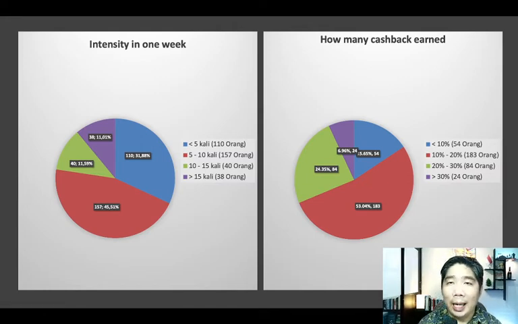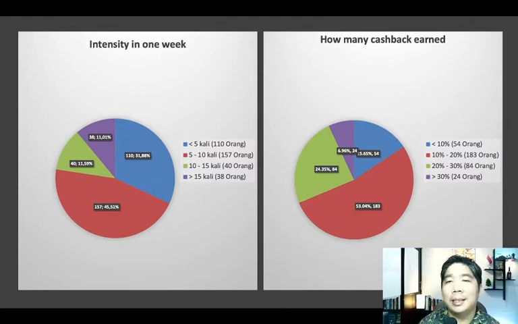Of the 345 respondents in this questionnaire, they said how often they use mobile payment in one week. There are 110 people who make mobile payments less than 5 times a week. About 157 people use it 5 to 10 times a week, 40 people use it 10 to 15 times a week, and 38 people use it more than 50 times a week.